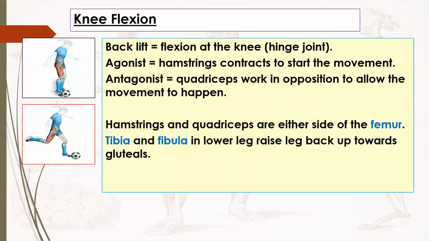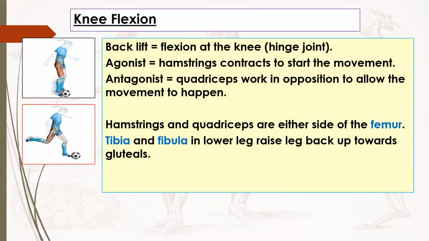And we'll go through the details here. So in the back lift, that is flexion at the knee. The knee is also a hinge joint. The agonist are the hamstrings. They're contracting to start the movement. They're responsible for that back lift of the leg. Antagonist, the quadriceps, working in opposition to allow the movement to happen.